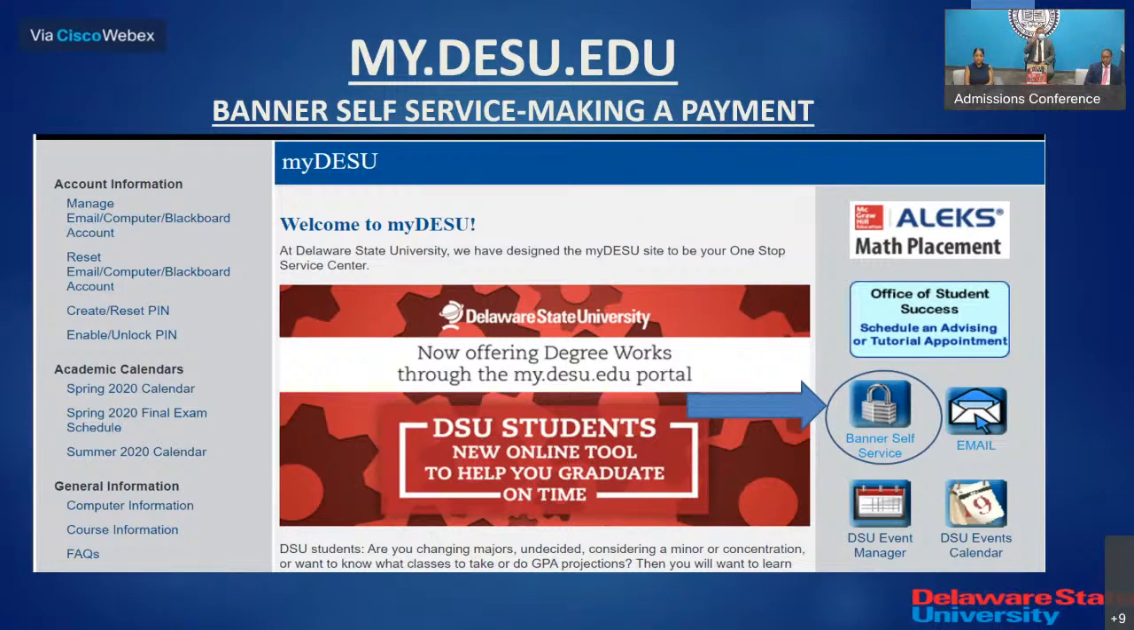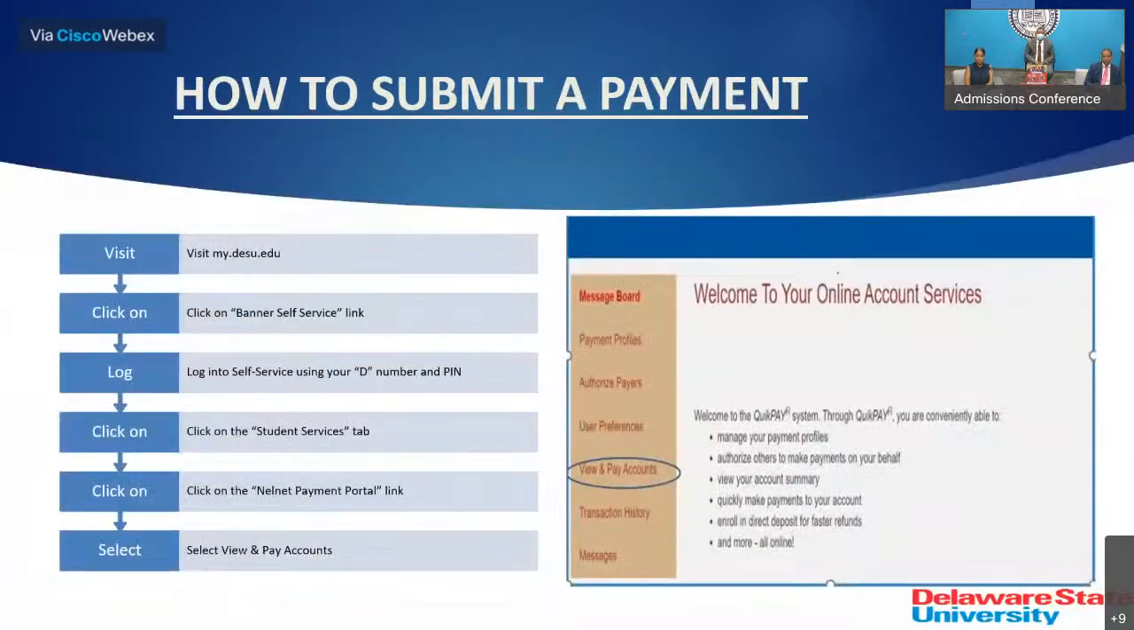You want to access MY.DESU.EDU, Banner Self-Service login. How to submit a payment: students simply, like I said, visit MY.DESU.EDU. You want to click on the Banner Self-Service link. From there, you want to log into the self-service using your D number and your unique PIN. You want to then click on the Student Services tab, and then click on the Nelnet Payment Portal link.